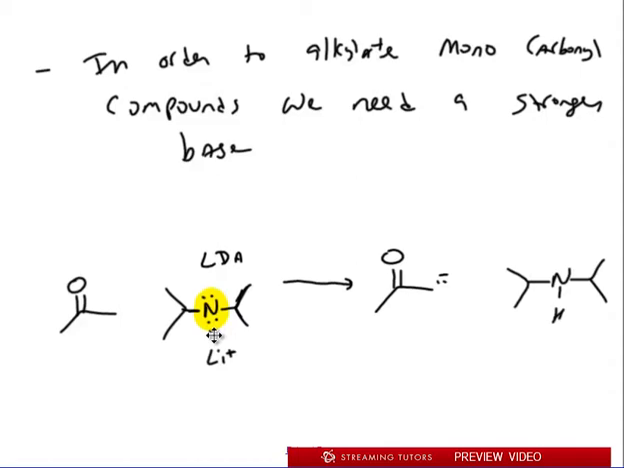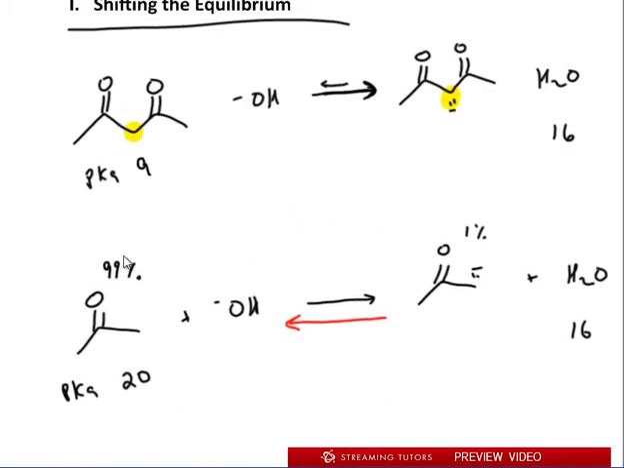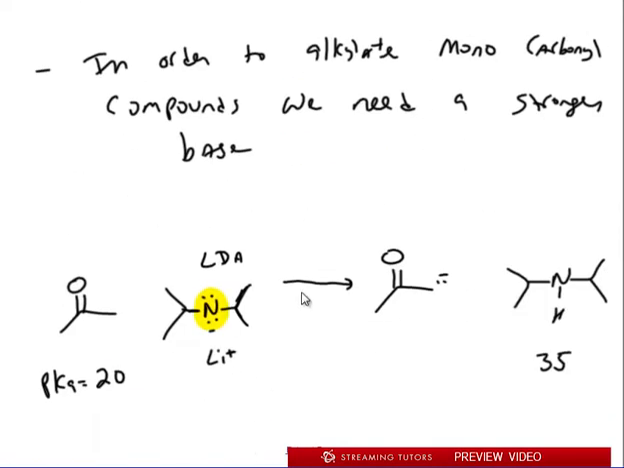Now, when we look at the pKa, the pKa here is still 20, 19, 20. This right here, the pKa is 35. So notice that the conjugate acid is much, much, much more basic. It's a much weaker acid than this one. So this for sure is going to completely deprotonate the ketone and make it into this right here. So we've just shifted it. Now this is around 99% of what it's going to look like. We've shifted the equilibrium. You see that? So that's the key here: how do we do that? And we do that with LDA.